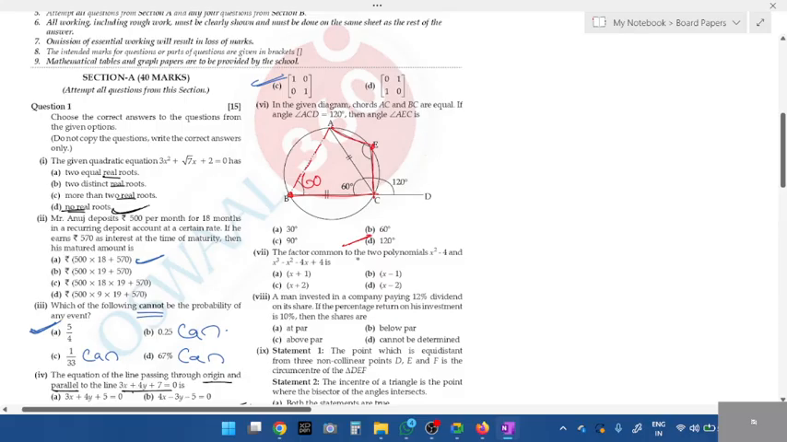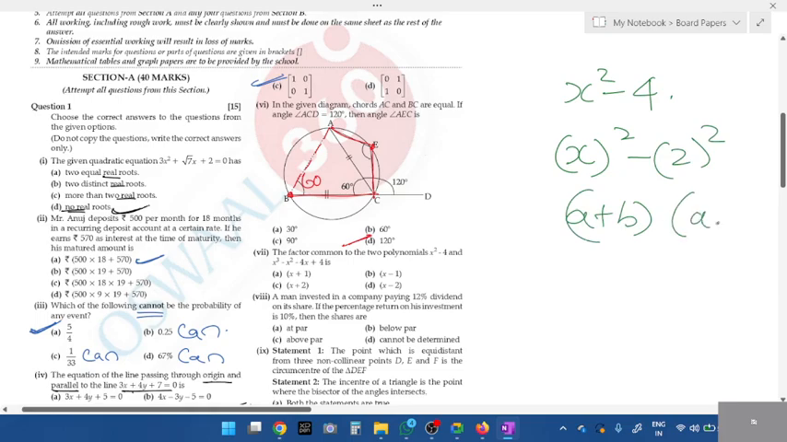Next, the factors of the two polynomials. You have to factorize both. X square minus 4 is given. Use a square minus b square. How do you use a square minus b square, student? X square minus 2 square. What is a square minus b square? Okay, what's the answer for this?